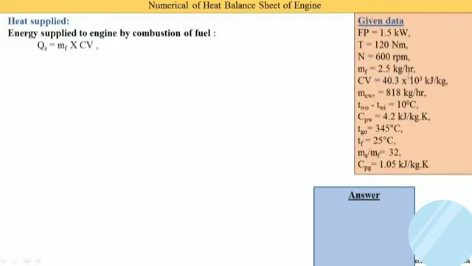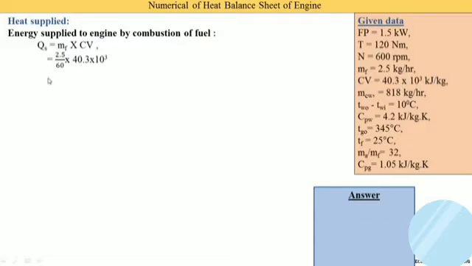MF is equal to 2.5 kg per hour, and the calorific value is 40.3 into 10 raised to 3 kilojoule per kg. Here we divide by 60 because 2.5 kg per hour is given and we need to find it per minute, so we convert the mass of fuel into a minute. And CV is 40.3 into 10 raised to 3 because the CV is given in megajoule but we need to convert it into kilojoule.